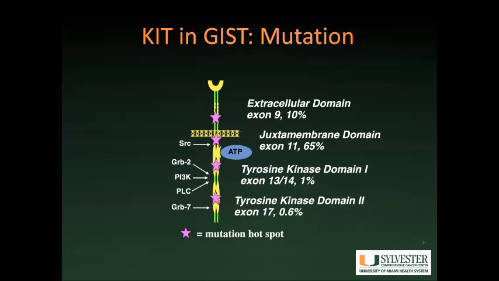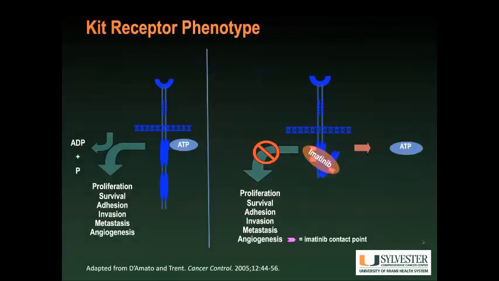As I'm going to discuss later, there are other genes than KIT where these mutations can occur. So what happens when there is a mutation in the DNA of a normal cell in the GI tract, which we think is the interstitial cell of Cajal? And so this DNA mutation turns that normal cell into a cancer cell. And it does that by driving all of these processes on the left side of the screen: proliferation, survival, adhesion, invasion, metastasis, angiogenesis.